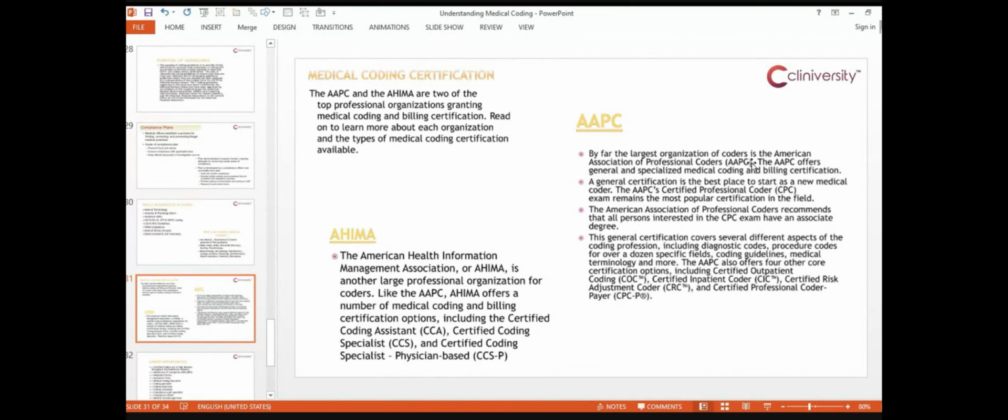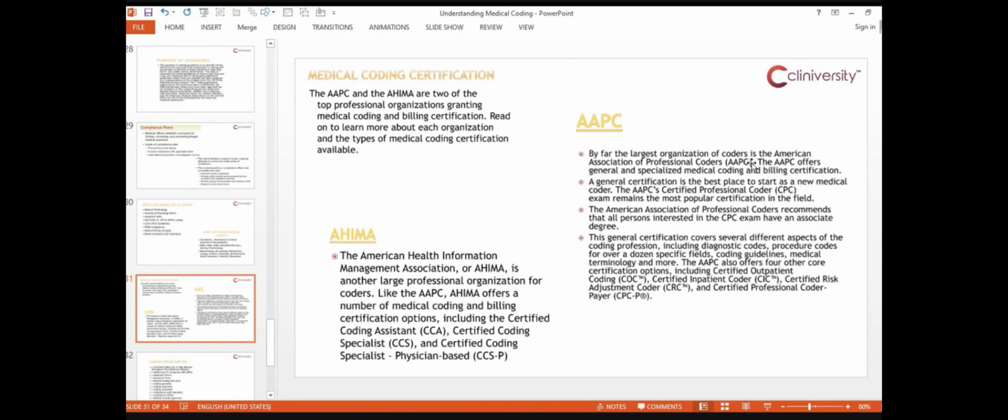So this is a general certification that covers several different aspects of the coding profession, including diagnostic codes and procedure codes for over a dozen specific fields. Coding guidelines are also covered under this, where any person who wants to attempt this exam has to be thorough with all the guidelines, medical terminology, and many other things.